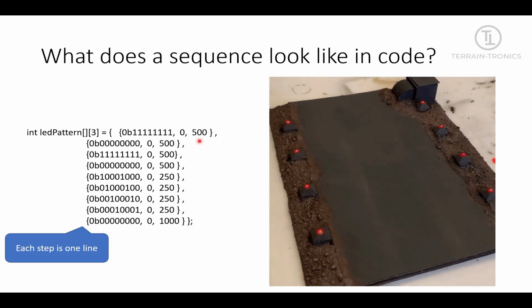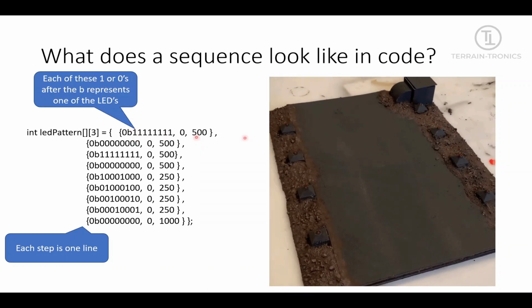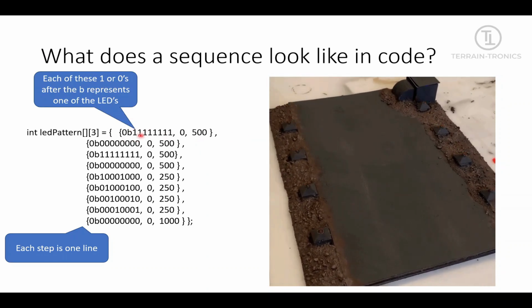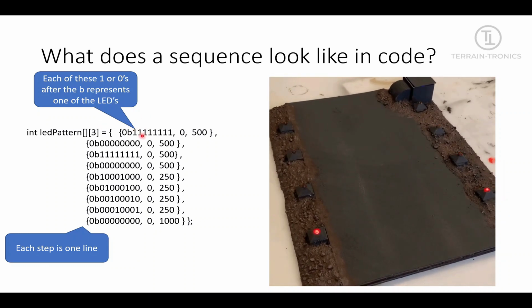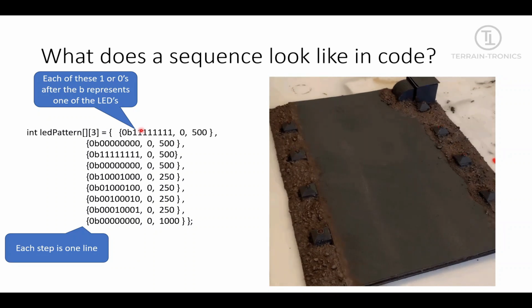And so each of these ones and zeros represents one of the LEDs. So this first one over here is, I think, this one. The second one is this one, and so on. And you can map that when you actually finish building your terrain. You don't have to decide that up front.